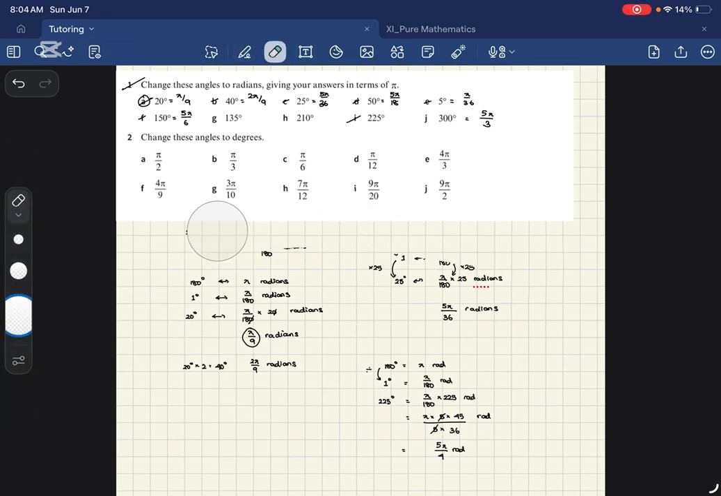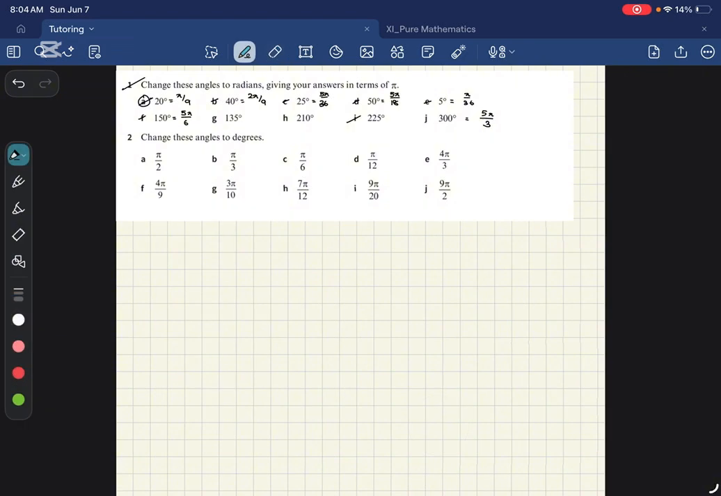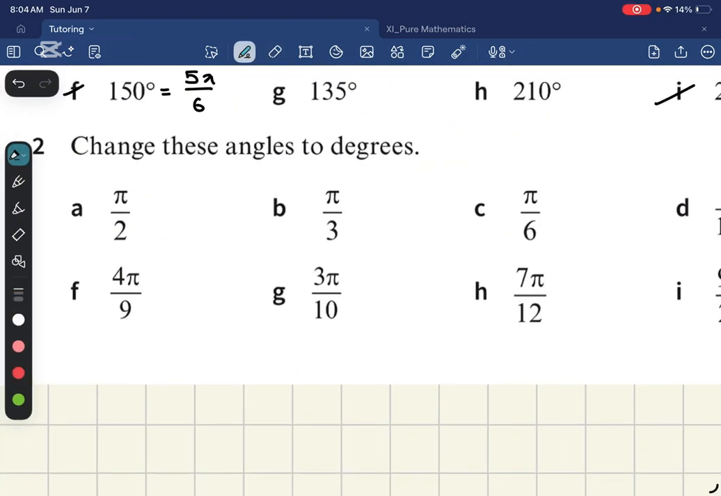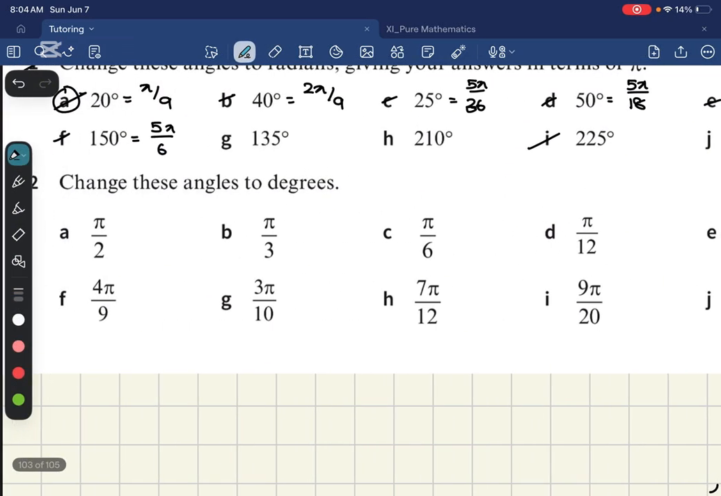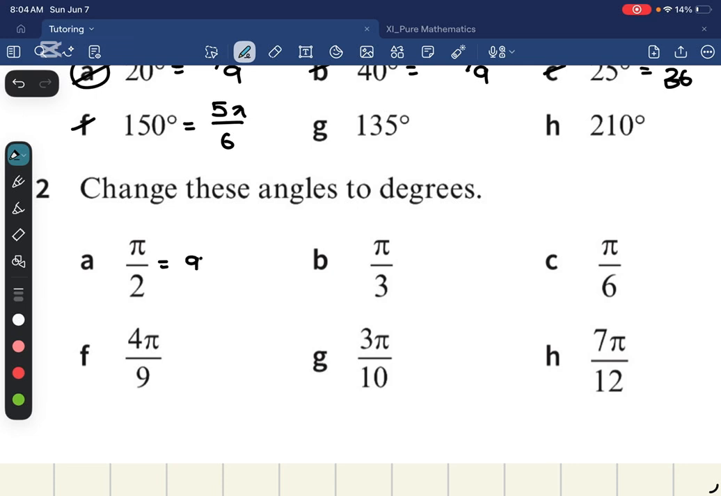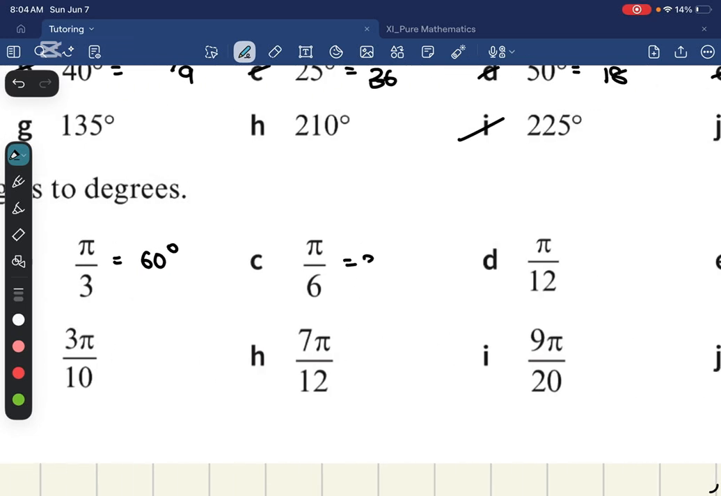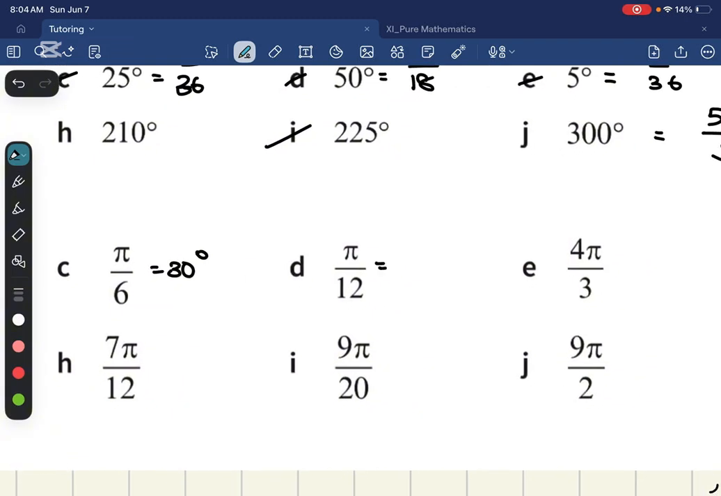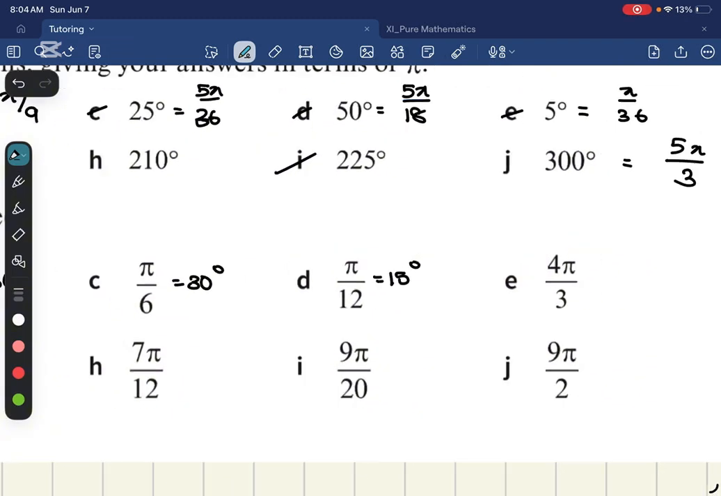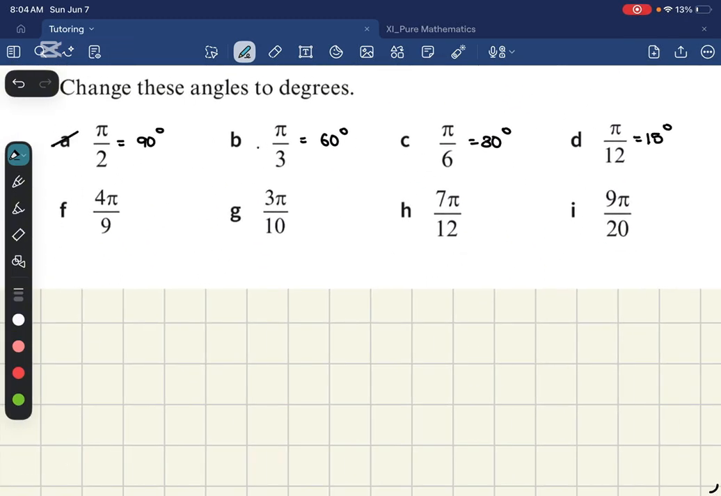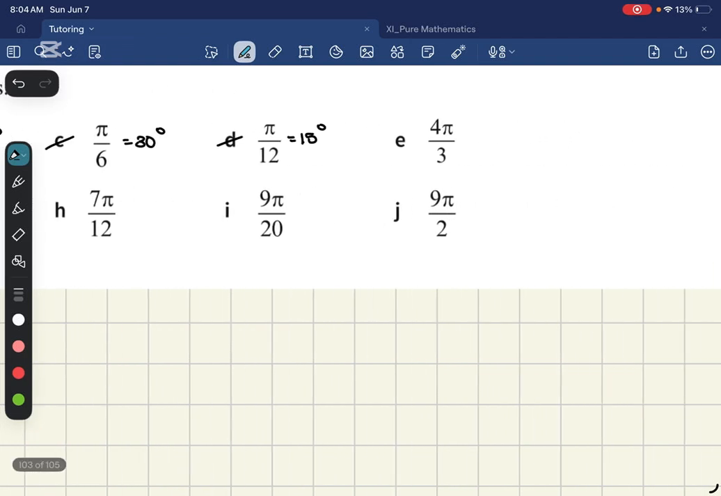And question 2. So the first row are things you want to remember. Pi by 2 is 90 degrees. Pi by 3 is 60 degrees. Pi by 6 is 30 degrees. Pi by 12 is 15 degrees. This is something I already gave you, right? So these are the numbers you want to keep in mind, along with some other special ones, right?